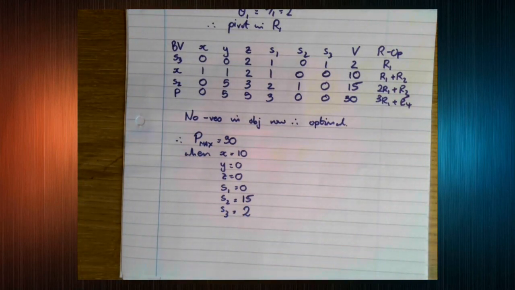So this is how you do the simplex using the two-stage method. But I'll do another video doing the same example but using the big M method to solve this linear programming problem.